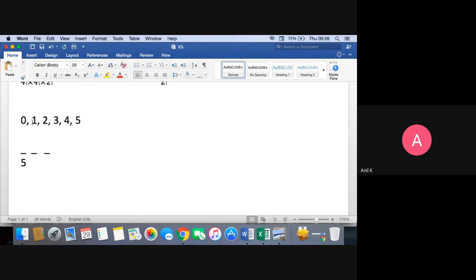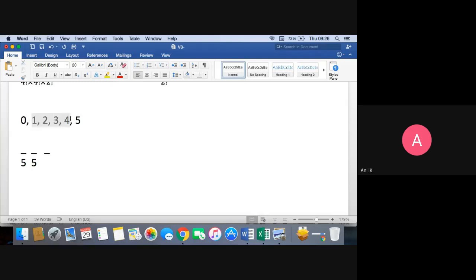See, from 1, 2, 3, 4, 5, there are 5 options for the 100s place. We can keep any one of the numbers. 4 more numbers will be left. For example, if I keep 1 here, then 2, 3, 4, 5, and 0 also will be left out. 0 can be in the second place, the 10s place, no problem. The second place also will have 5 options.